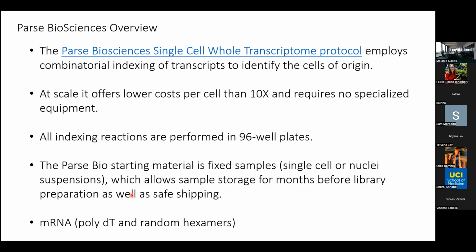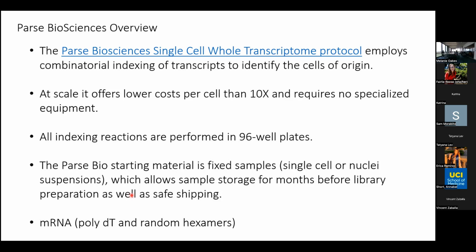So at scale, meaning if you're at 100,000 or 1 million, your costs are lower per cell or per nuclei. You can also do nuclei on here. And it doesn't require any specialized equipment. It's just you need somebody that's got a multi-channel pipetter to do the work. So all of these reactions are performed in 96 well plates, and the starting material is fixed, which means you can store the sample for months. The other big difference that sometimes people don't realize is that in that reverse transcription step, it's not just using oligo-dT.